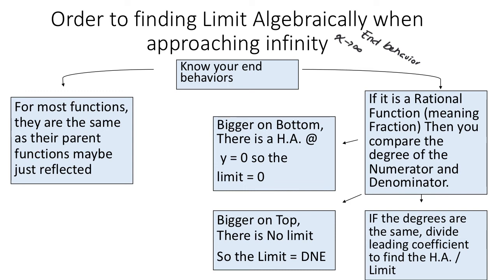Rational functions are a little tricky. If it's a rational function, meaning there's some kind of fraction, then you have to compare the degree of the numerator and the degree of the denominator. If the degree is bigger on bottom, that means there's a horizontal asymptote at y equals 0, so the limit is going to be a value of 0. If it's bigger on top, there's no limit, so the limit does not exist. And if the degrees are the same, then you divide your leading coefficients to find the horizontal asymptote, which is also the same value as the limit. Let's take a look at some examples. We'll first do one where it's a known end behavior, and then we'll look at some of these special cases.